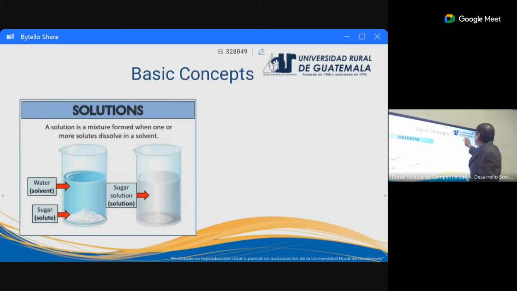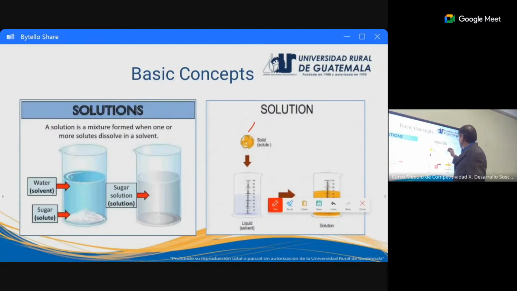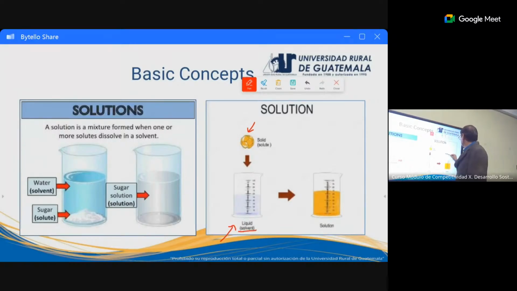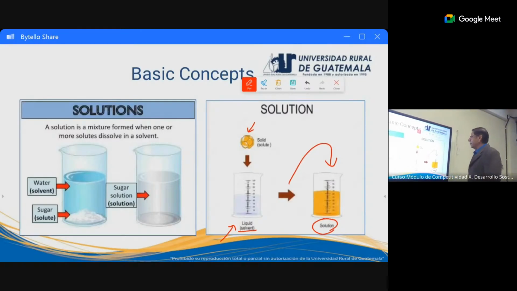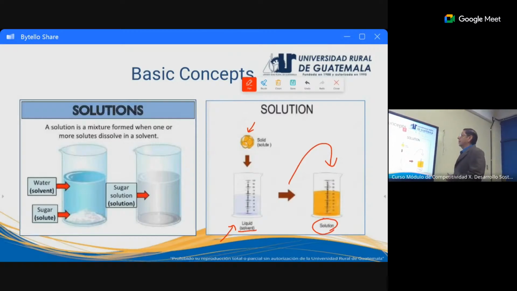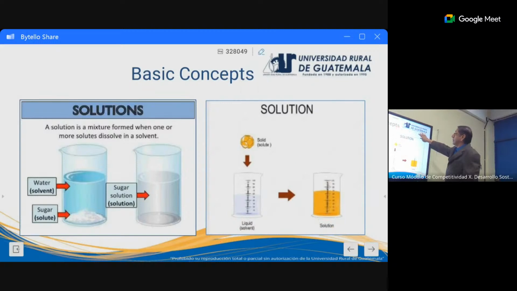Now let's check another example here. If we have a solid like this one here, a solid like one here, and if we mix it with a liquid or solvent, we will get a solution. Okay? These are the main concepts that we are going to use during this lesson for today. Oh, let's continue.